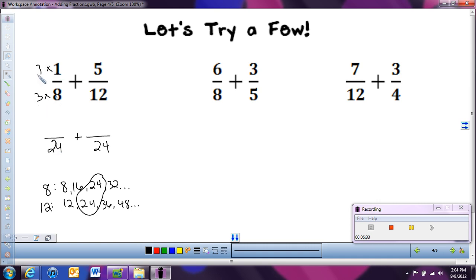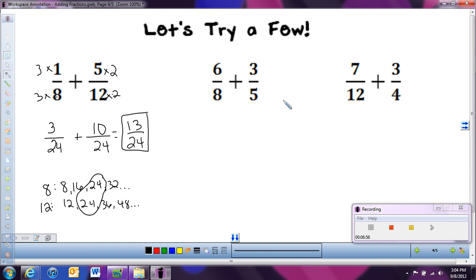So now to get from 8 to 24, we have to times by 3. Whatever I do to the bottom, I'm going to do to the top. So 1 times 3 is 3. Over here, we're going from 12 to 24, so we're going to times by 2, and times by 2 on the top, because whatever we do to the bottom, we do to the top, and 5 times 2 is 10. Now I can add them together, and we'll get 13 on the top, and remember our bottom stays the same. So I'd have 13/24.